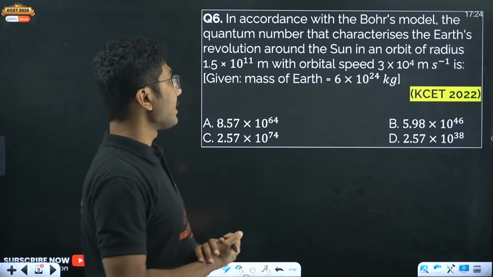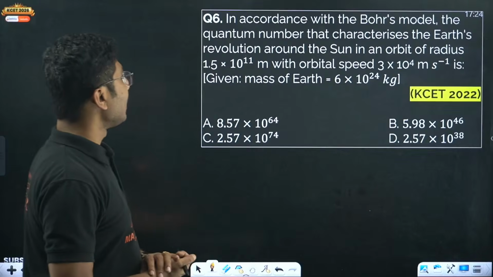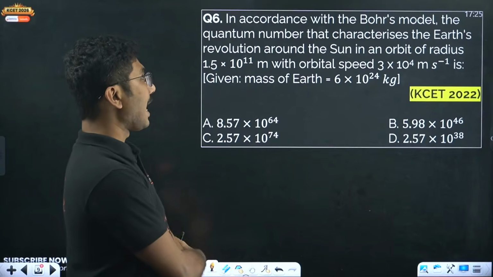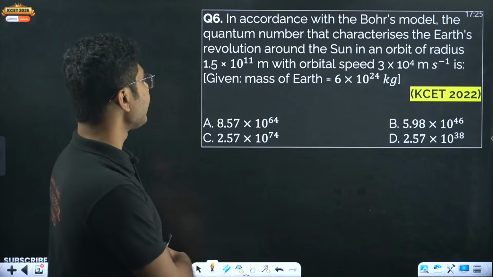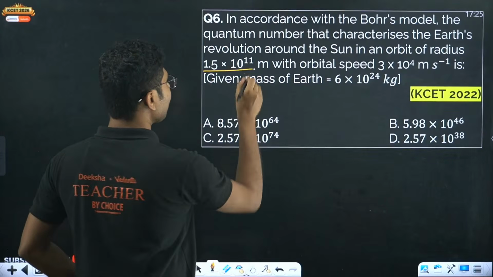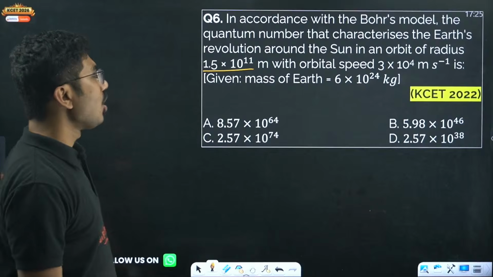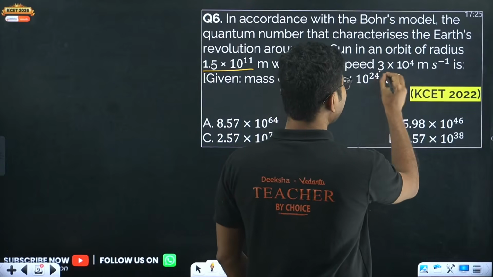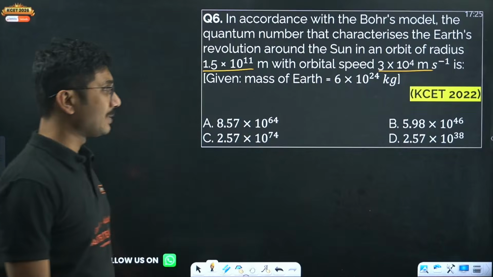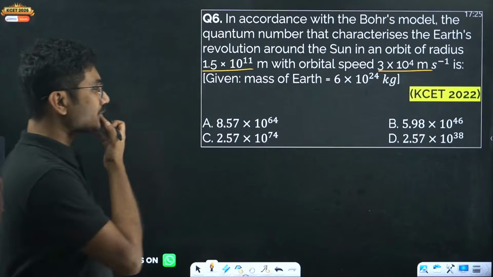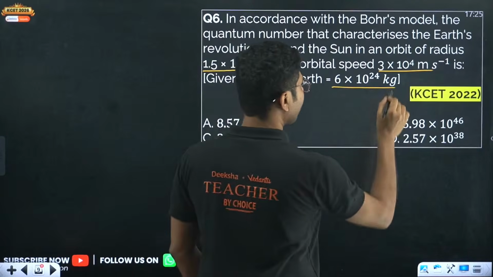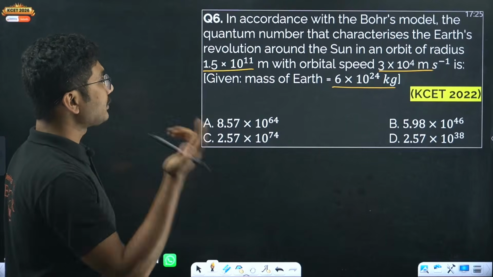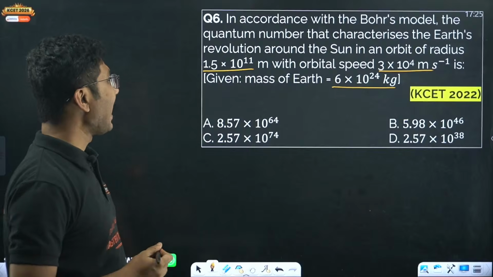In accordance with Bohr's model, the quantum number that characterizes the Earth's revolution around the Sun in an orbit of radius 1.5 into 10 to the power of 11 meter with orbital speed of 3 into 10 to the power of 4 meter per second is, given the mass of Earth is 6 into 10 to the power of 24 kg. So with Bohr's atomic model, they have asked you what is the quantum number.